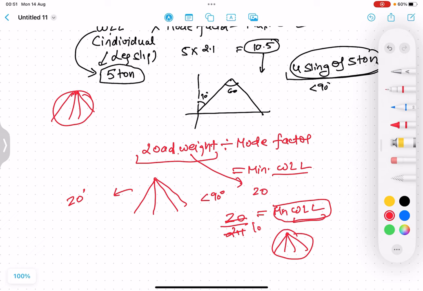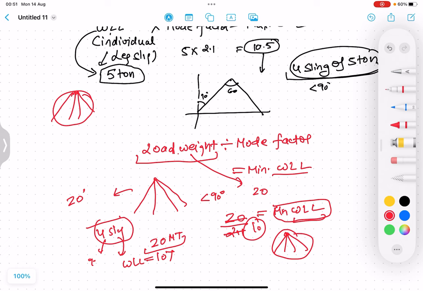Again, let me say it: if we are lifting a load weight of 20 metric ton, and we are using a combination of 4 slings, and these 4 slings have an included angle less than 90 degrees, then each individual sling must have a WLL of at least 10 ton.